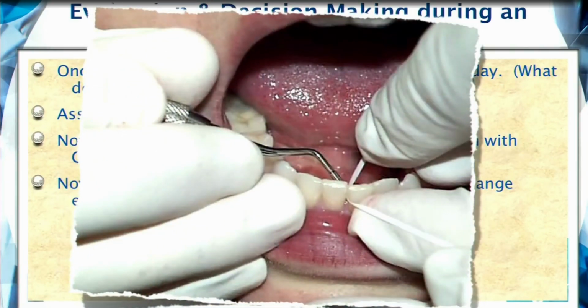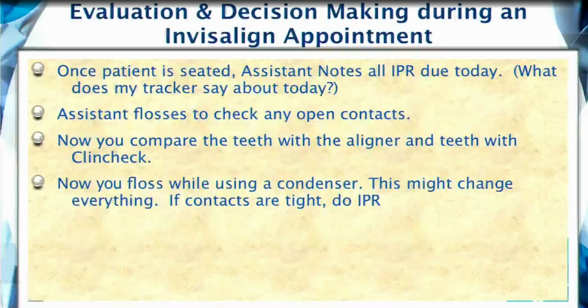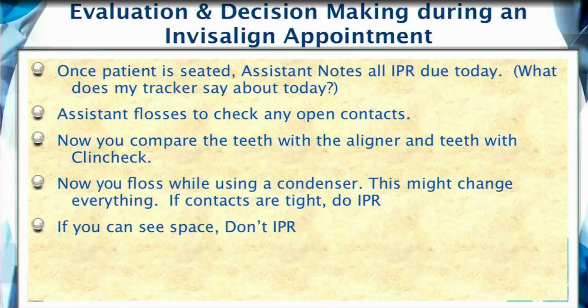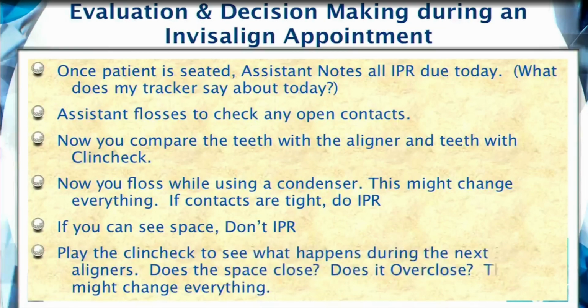So that issue with the condenser is very useful so you don't get false negatives and go, they're not touching. Well, when you put the aligner in, they are. Not only are they touching, they're binding. That's why that tooth isn't moving the way you want it to. If you can see space, you don't have to IPR, but you have to get them back maybe sooner than 6 weeks. So play the ClinCheck to see what happens during the next 3 aligners.